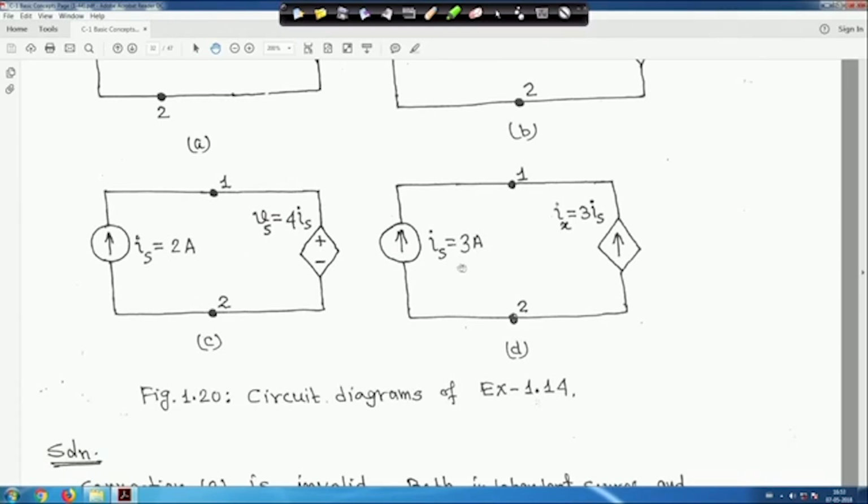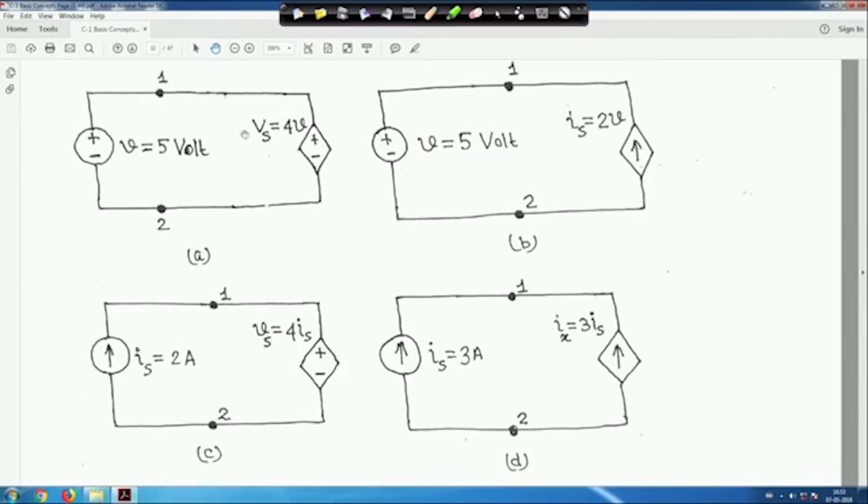Now, this one, a current source is there, Is is equal to 3 ampere, and a dependent current source is there where Ix is equal to 3 into Is. I am not writing it, I am telling it from my mouth, I think it is understandable to you, simple thing. So, Is is equal to 3 ampere. So, I is equal to 3 into 3, so 9 ampere, but this is 3 ampere and this is coming 9 ampere. So, it is not possible, right. So, this is an invalid circuit.